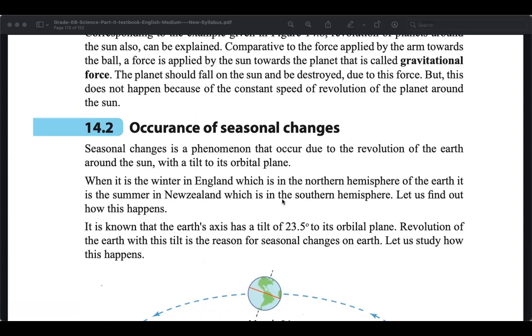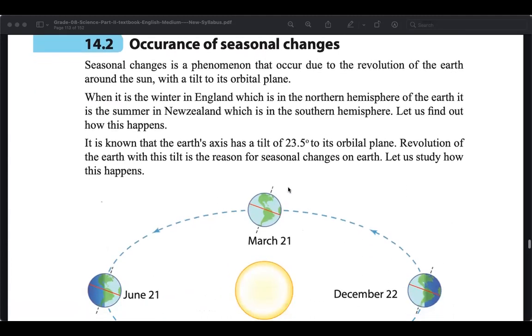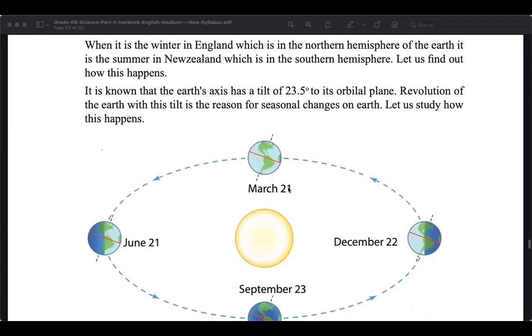Okay, then we discussed last day how these seasonal changes occur because of the northern pole and southern pole. There are seasons: winter, autumn, summer, spring. So these seasons are there. How this is happening, we have just observed. Let's see the example given in the book. See June 21. In June 21, you can see.